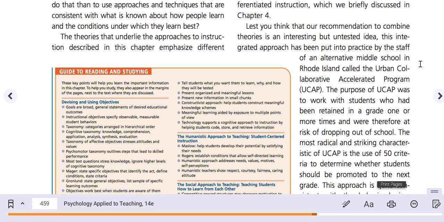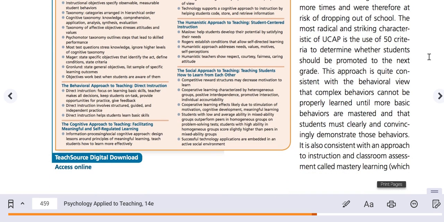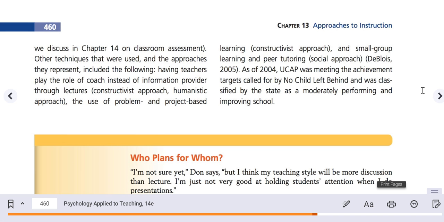The most radical and striking characteristic of UCAP is the use of 50 criteria to determine whether students should be promoted to the next grade. This approach is quite consistent with the behavioral view that complex behaviors cannot be properly learned until more basic behaviors are mastered, and that students must clearly and convincingly demonstrate those behaviors. It is also consistent with an approach to instruction and classroom assessment called mastery learning, which we will discuss in Chapter 14 on classroom assessment.